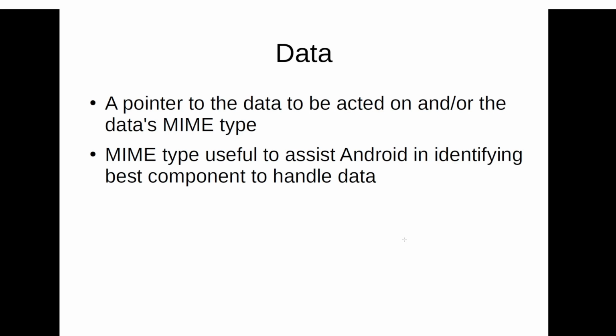The data element in an intent is a pointer that uses a URI to identify some information that is meant to be viewed or acted upon by the recipient of an intent. In addition to the pointer to the data, the intent may also include a MIME type. This will help Android determine which component is best suited to handle that data.